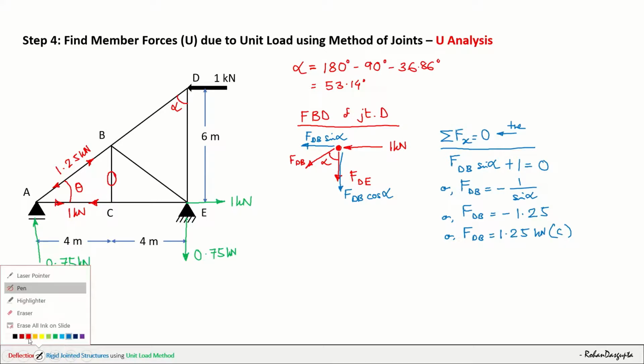Now let us go for summation of Fy equals 0. You're focused entirely on the free body diagram. Fy equals 0. Let me take downwards as positive.